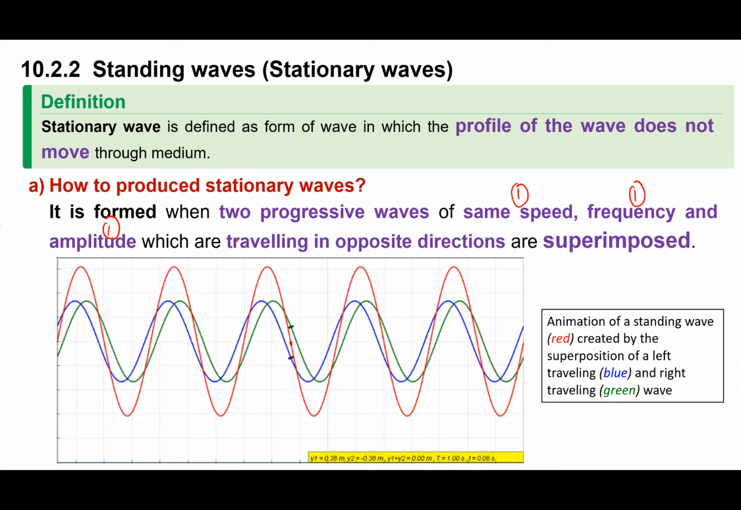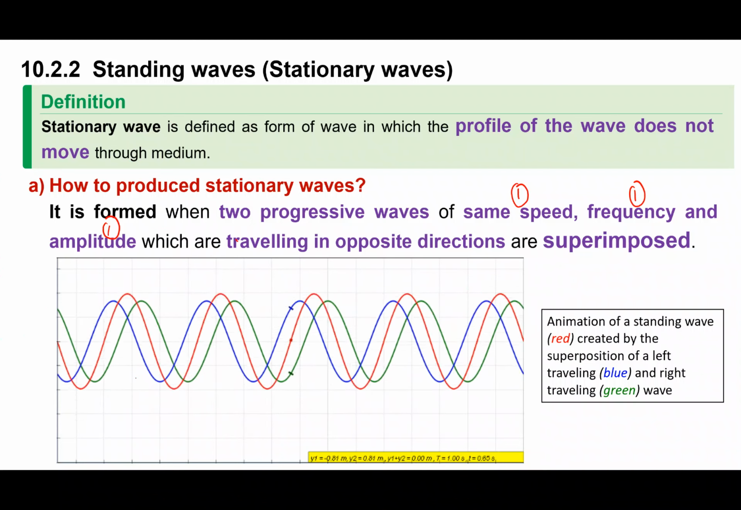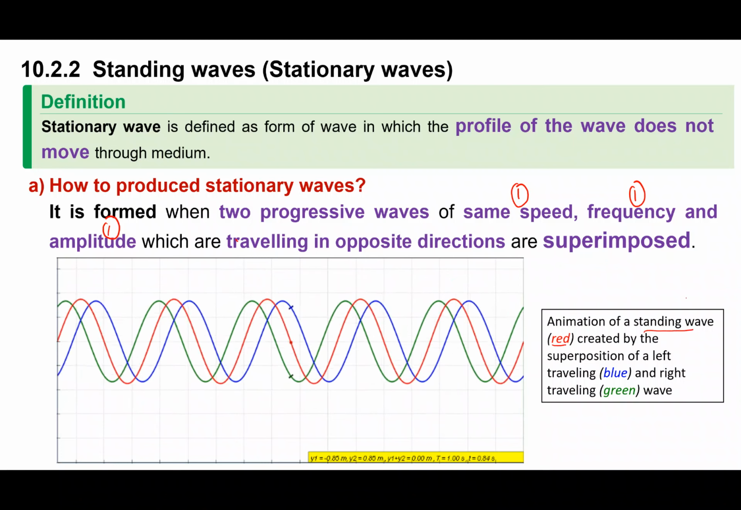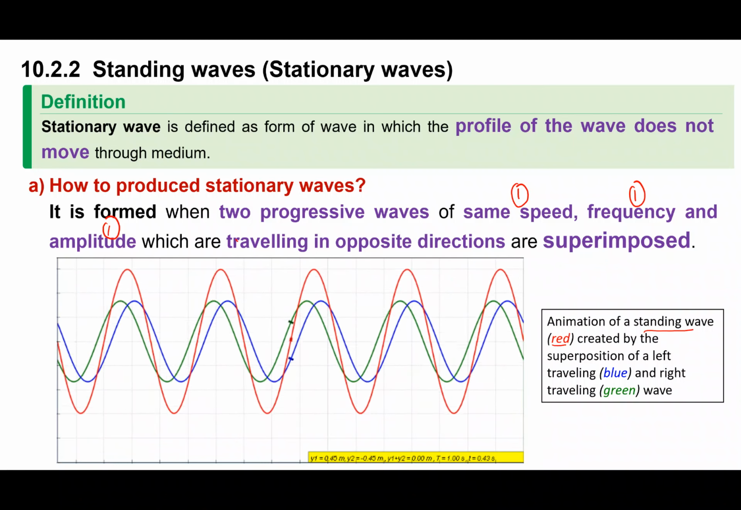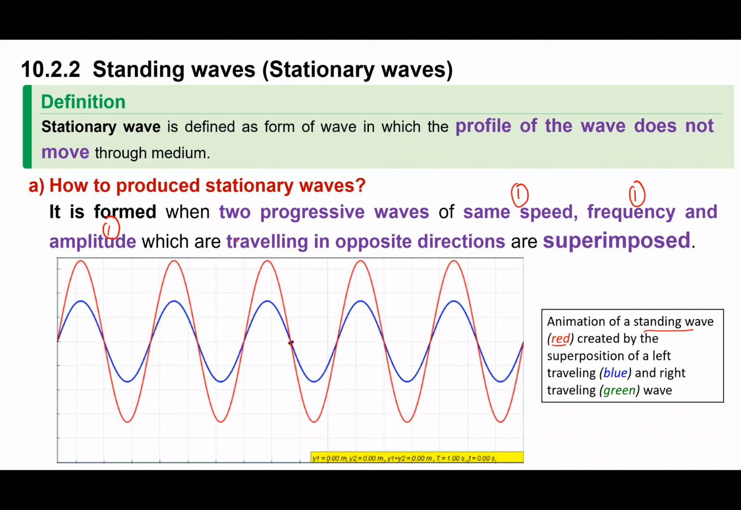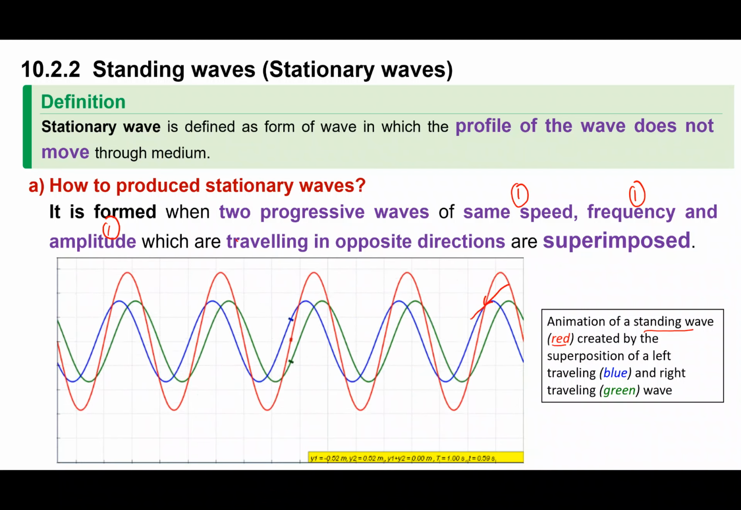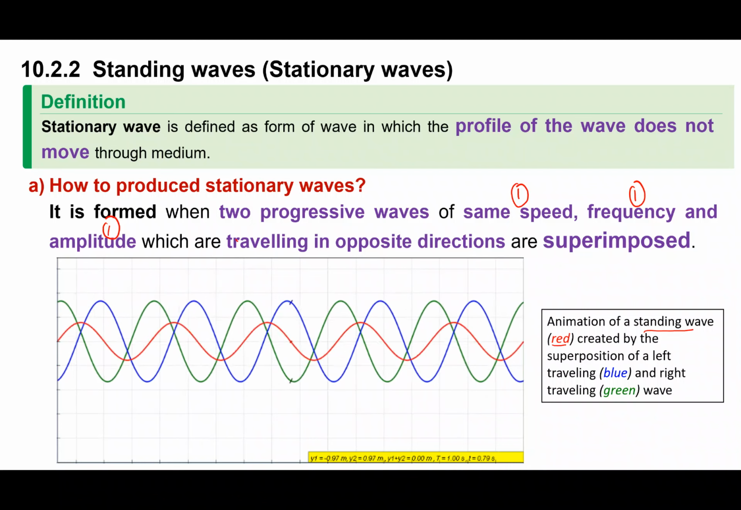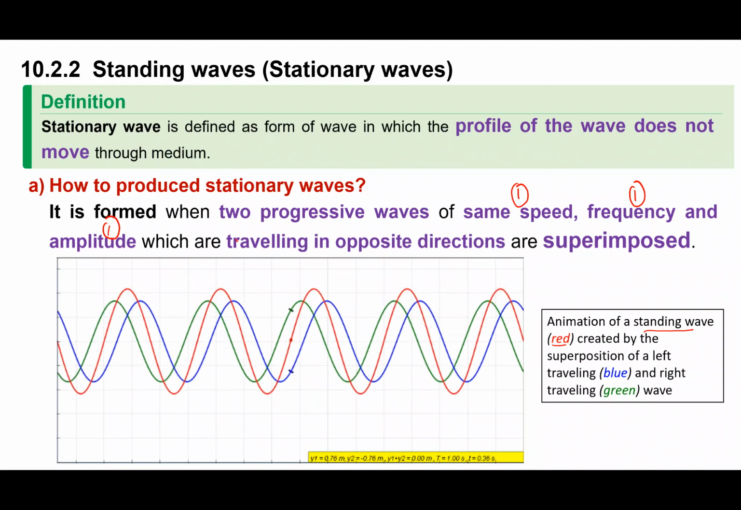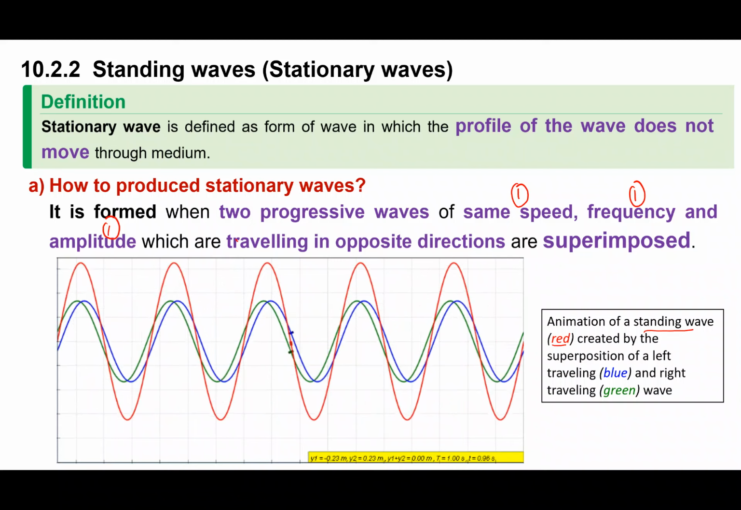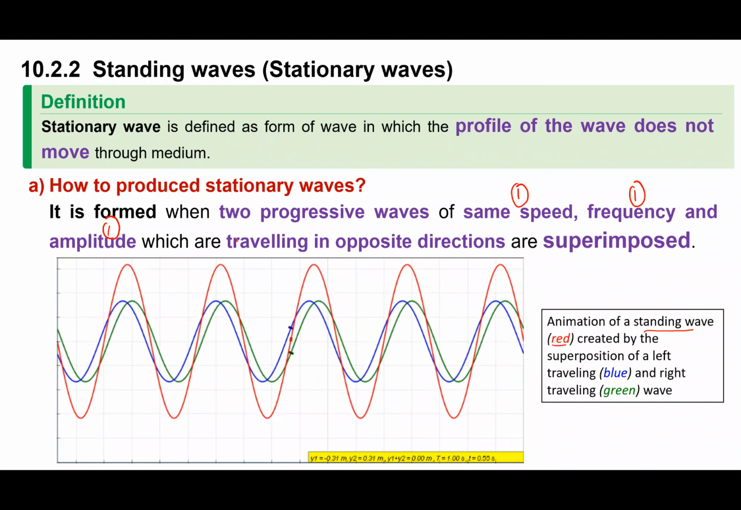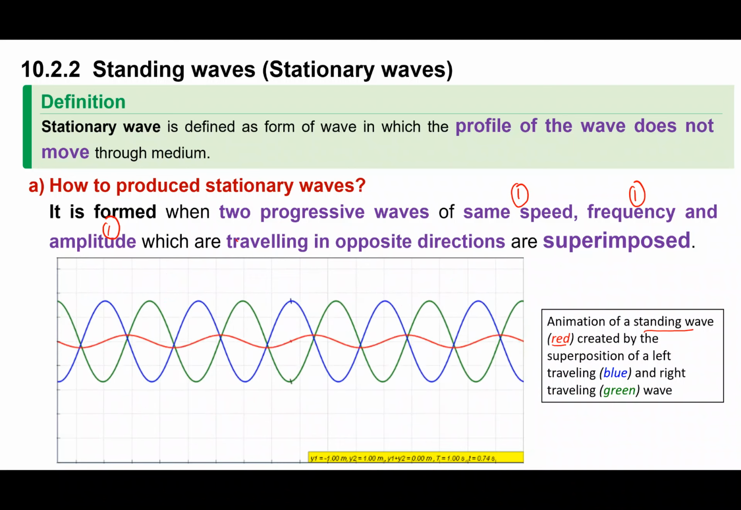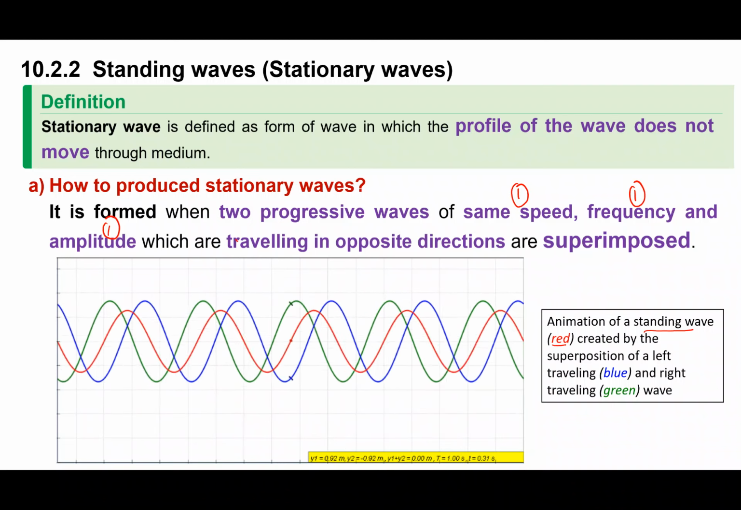Okay, kalau you refer kepada animation kat sini, red itu adalah standing wave. Yang green tu yang you nampak sedang bergerak to the right. Yang blue sedang bergerak to the left. Tapi apa yang you perasan, green dan blue wave tu amplitude sama dan bergerak dalam speed yang sama dan frekuensi yang sama. So you boleh total up the amplitude. Okay, you double lah you punya amplitude.